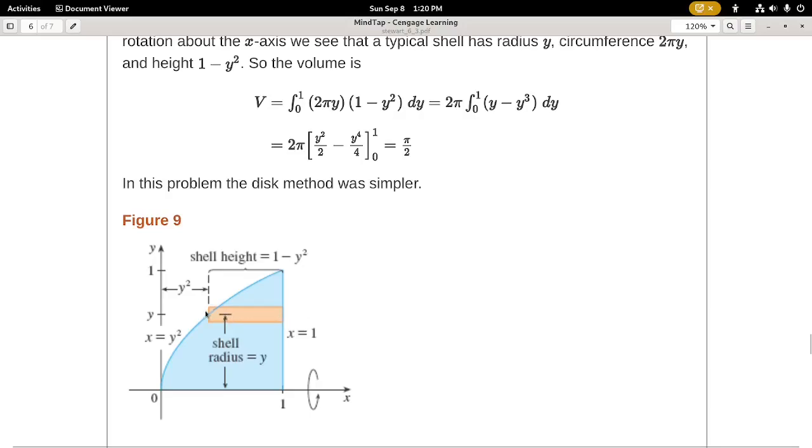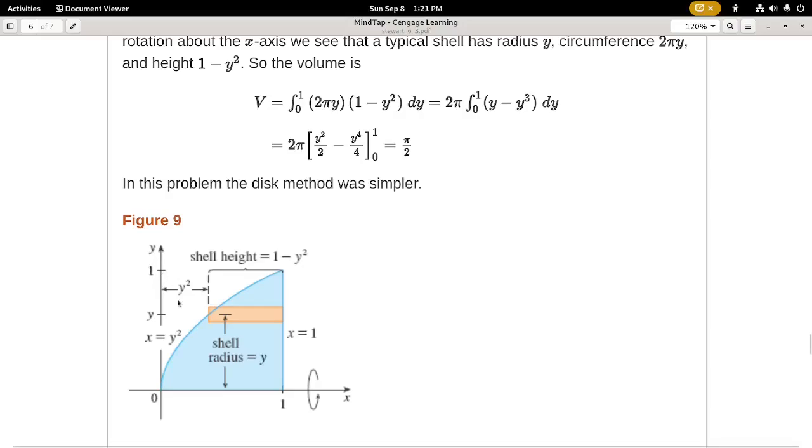And then the thickness, since the shell has thickness in the y direction now, the thickness is just dy. And so the volume of one particular shell is still the same: circumference, height, thickness. It's just everything's in terms of y now instead of in terms of x. So circumference 2 pi y, height 1 minus y squared, thickness dy, integrate over y. These y values go from 0 to 1.